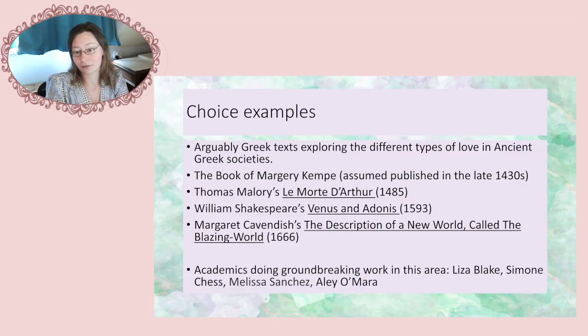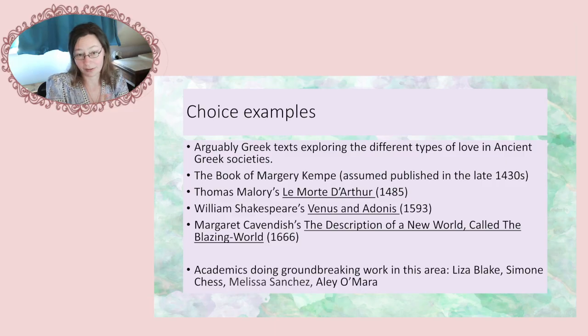We also have William Shakespeare's Venus and Adonis in 1593. I believe it's Simone Chess that looked at this one specifically, and I think it was mostly for aromanticism, but I'm not quite sure. And if I've read Venus and Adonis by Shakespeare, then I've forgotten literally everything about it. But it does come up in asexuality and aromanticism studies for pre-modern times.